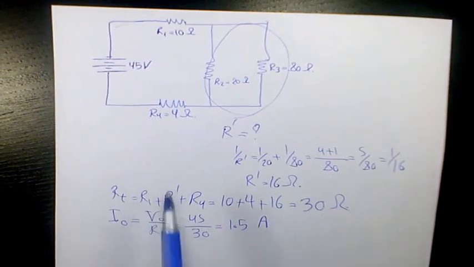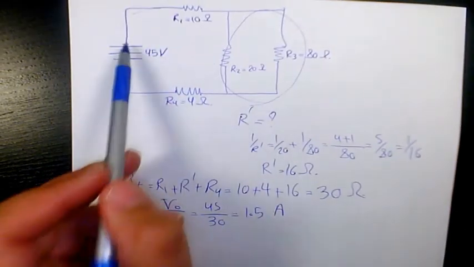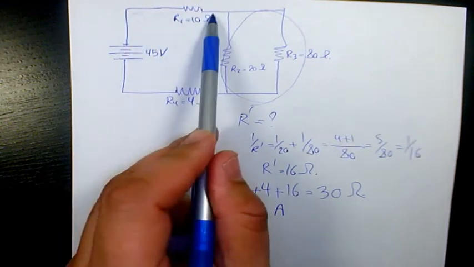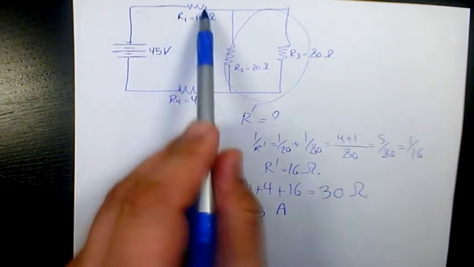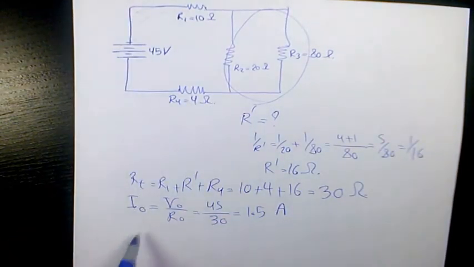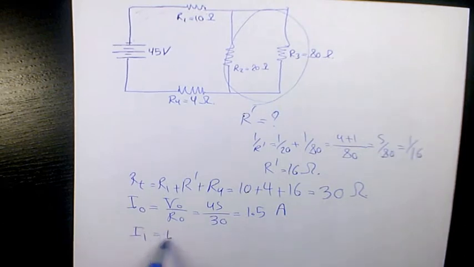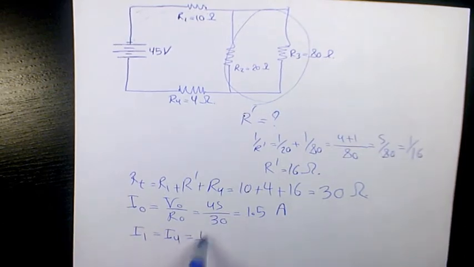Then, based on that, we can say I1 and I4, because they're in series, are going to be the same as I0. So I1 and I4 equal I0, which is 1.5.